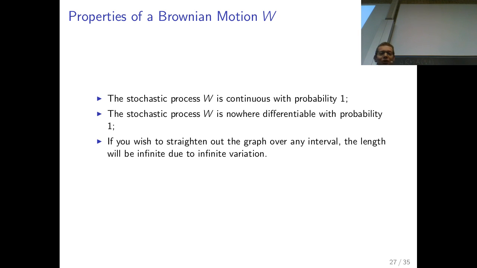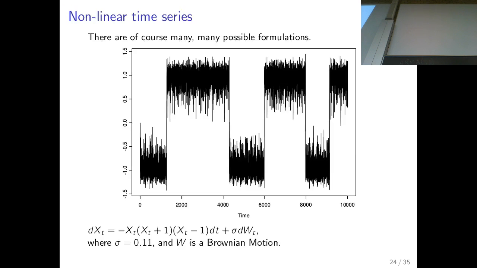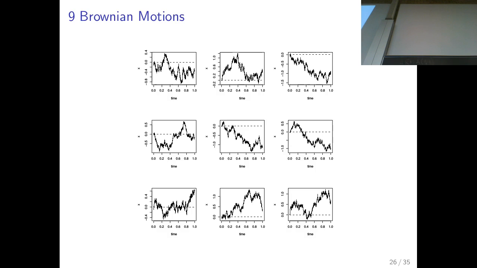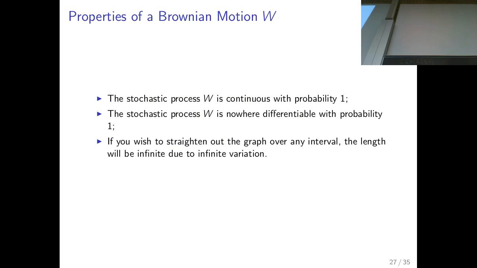So we have a continuous curve that is nowhere differentiable. I don't know of any other curve that is like that. We tend to treat them in discrete time, then it's just a Gaussian increment that we look at. That's also why in the definition of the process here, I have the dW. So I look at the change in the Brownian motion, not at the value of the Brownian motion. So this means that if you want to straighten out this graph over any interval, the length is infinite.